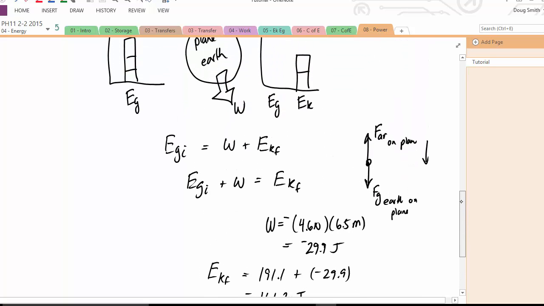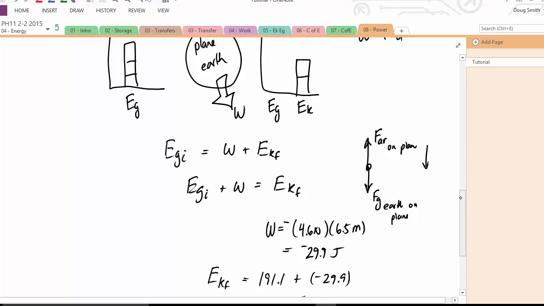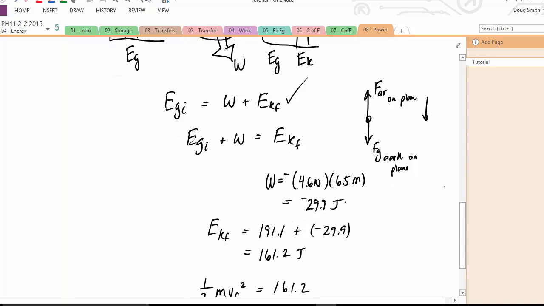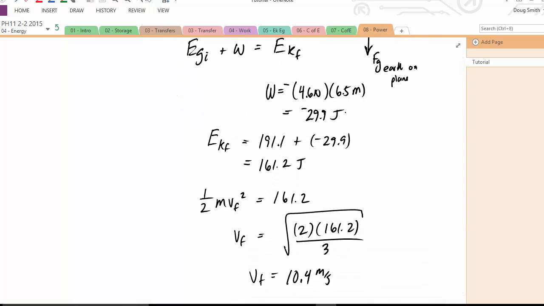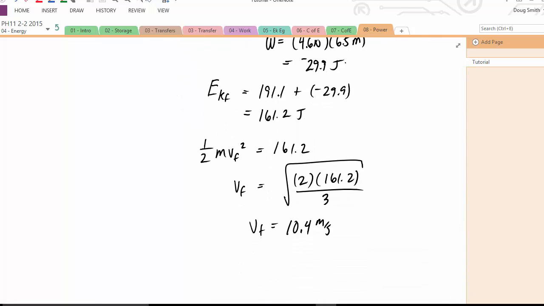The work thing can get a little bit confusing. It's totally okay to do it this way, keeping in mind that 29.9 joules is coming out of the system. That's the most important part. I was just trying to be consistent with the idea that the work is negative because the force and the direction it's moving are in opposite directions. But as long as you keep your bookkeeping clear, keeping track of your positives and negatives, you'll get the same answer.